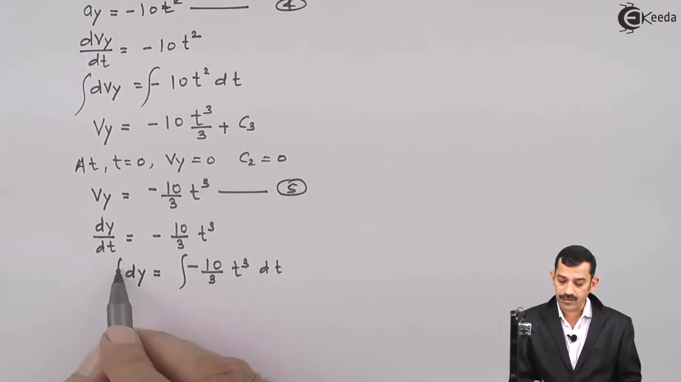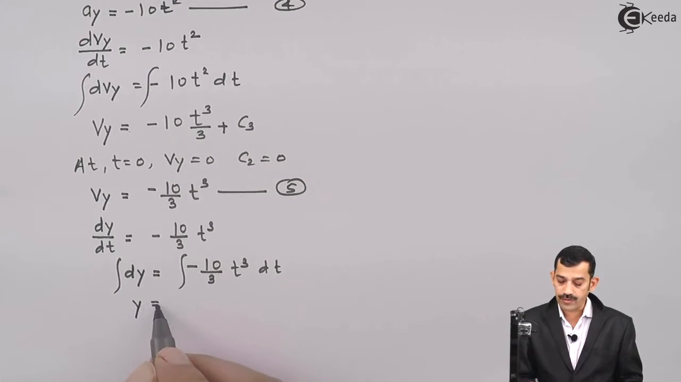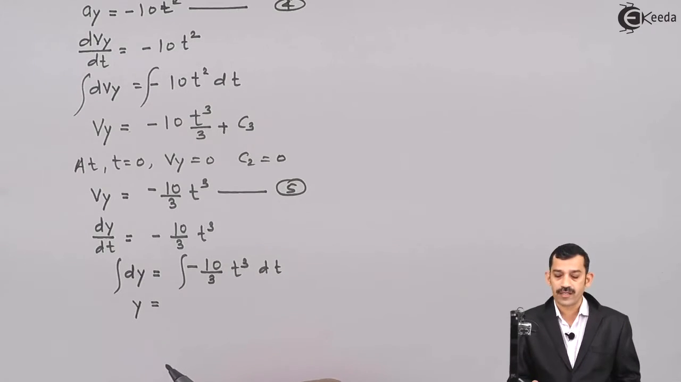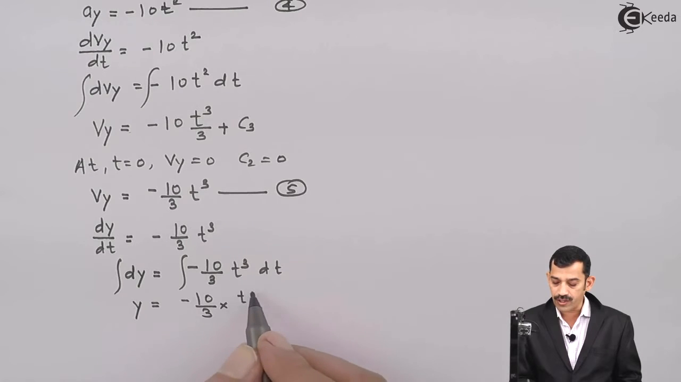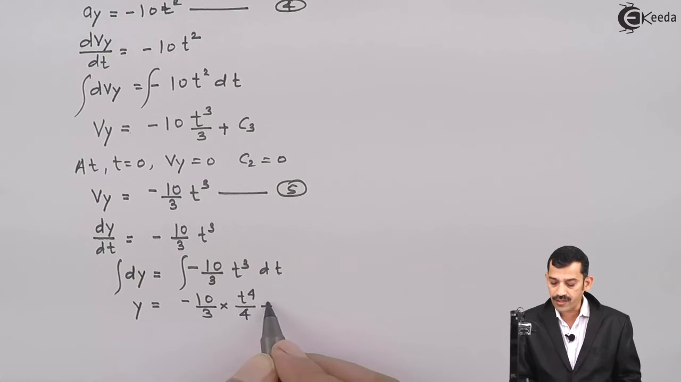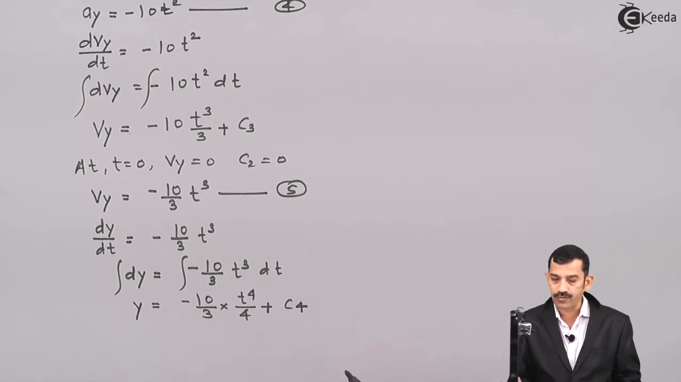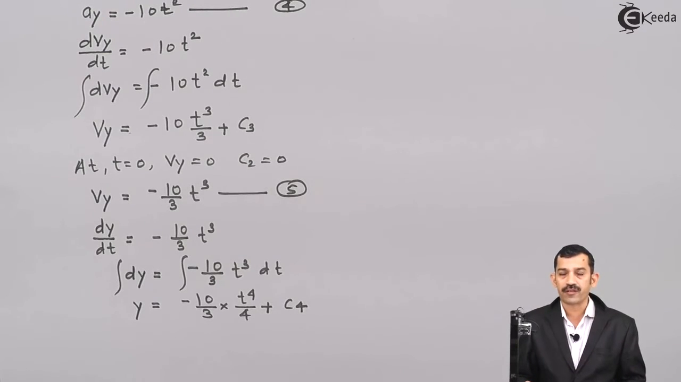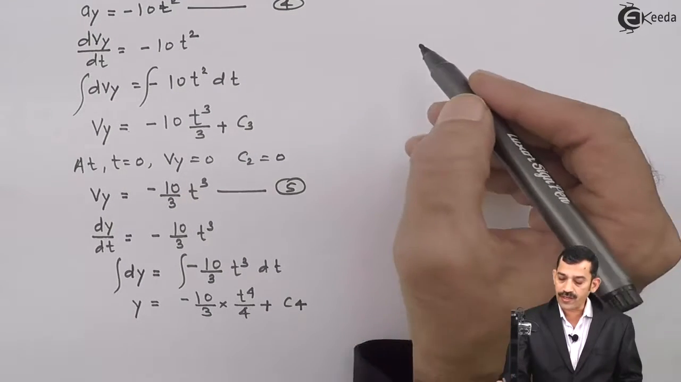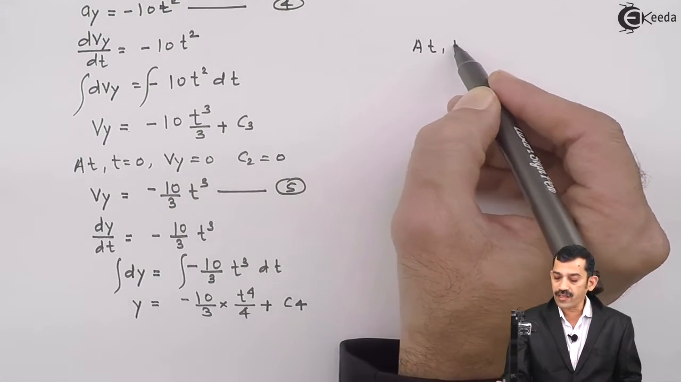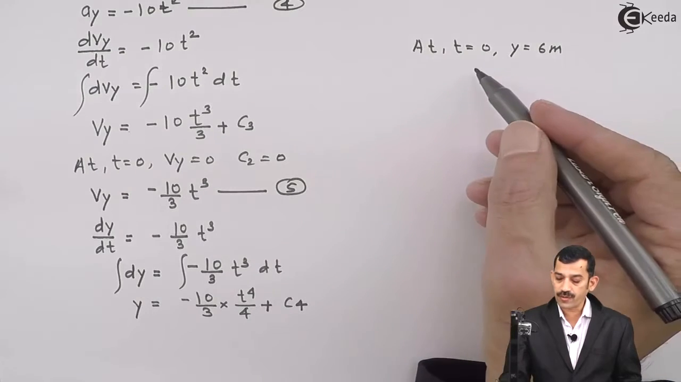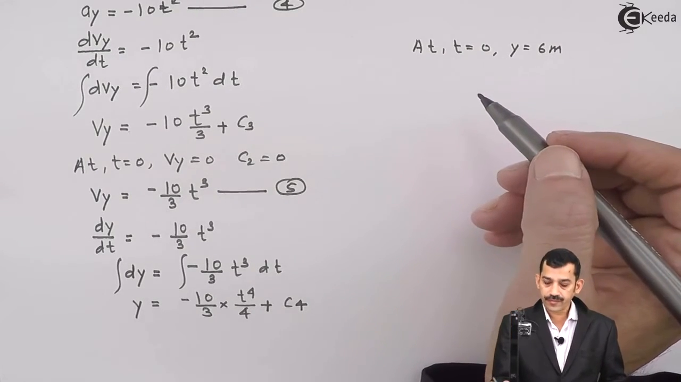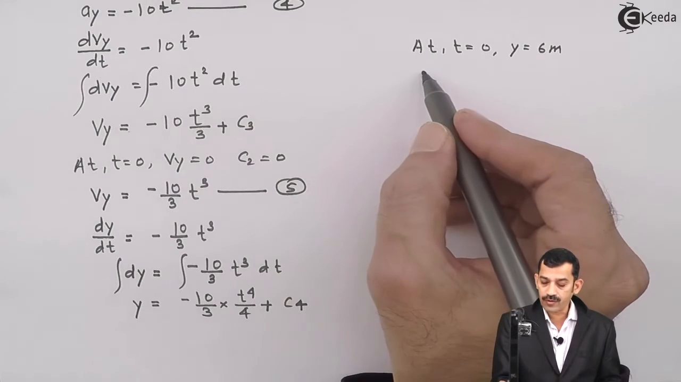Now if we integrate this equation, we get y equal to the integral of minus 10 by 3 t cube, which is minus 10 by 3 times the integral of t cube, which is t raised to 4 upon 4, plus a different constant of integration c4. The initial position given is 6 meters at start. That means the condition given is at t equal to 0, y equal to 6 meters. If we substitute this condition in the equation of y, what will we get here?